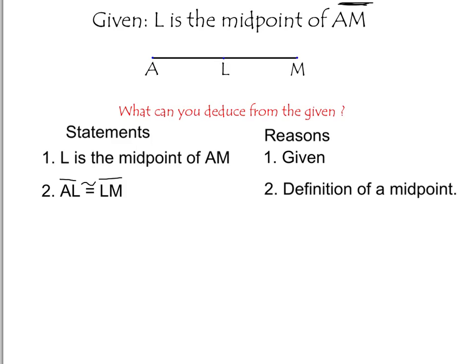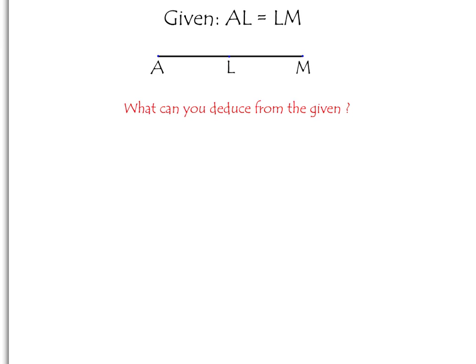So let's look at another one. This one looks like the last figure, and in fact it's kind of saying the opposite. It's the converse of the definition of a midpoint. The definition of a midpoint said that if L is a midpoint, then AL equals LM. Here it's saying the converse. The given is that AL equals LM. So what can you deduce from that? You can deduce that L is a midpoint. If that's what I was trying to prove, again, we'd have a two-step proof. It would just be the opposite of the last one. So let's see what that would look like.